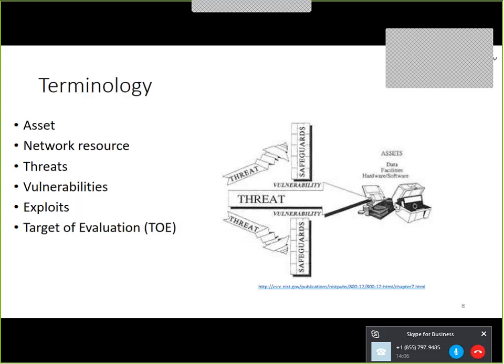And then the target of evaluation in an assessment is: what is it that I am assessing? What am I looking at? Am I looking at a control system? Am I looking at a relay? Am I looking at system operations? Am I looking at the utility as a whole? What is my target that I'm evaluating?